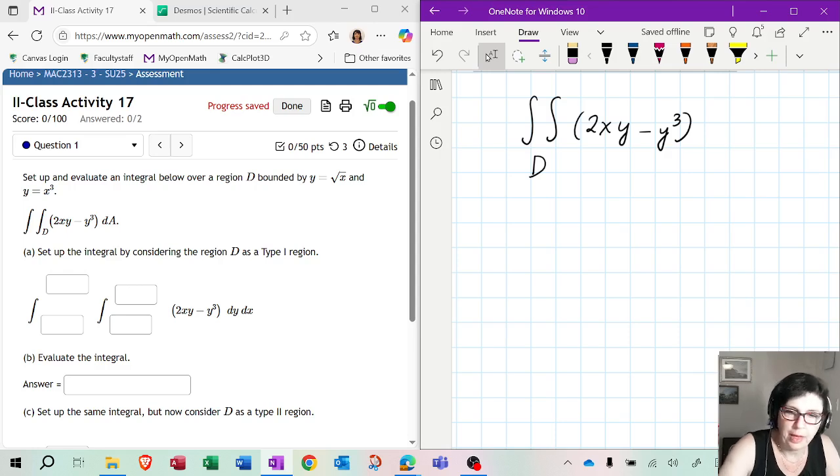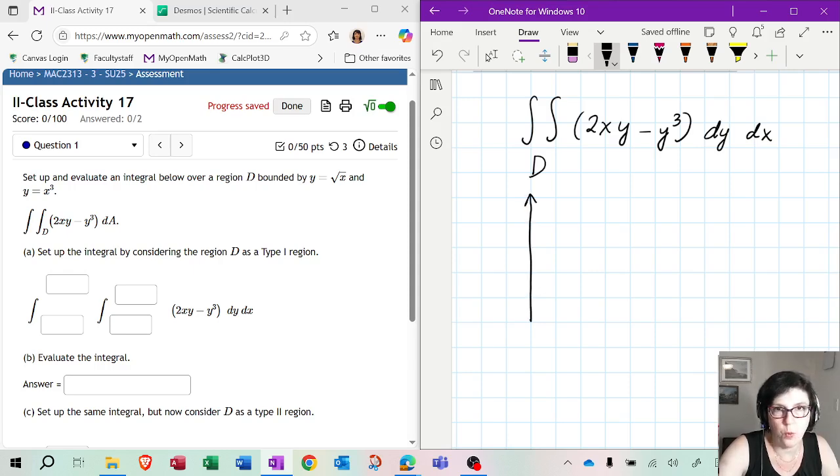You choose. So first we're going to look at it as a type 1 region, which means that dy will be inside and dx is going to be outside. So what's going on with the type 1 region? In a type 1 region, you need to have one function that's completely above the other one. Now, they can touch, they can be equal, but they cannot switch and flip.